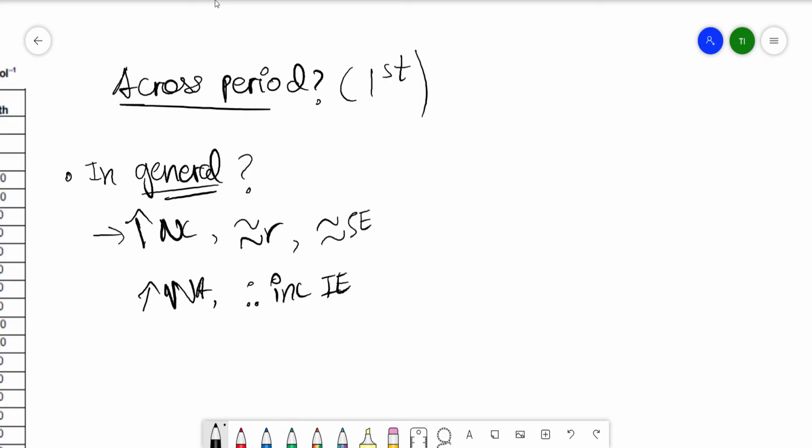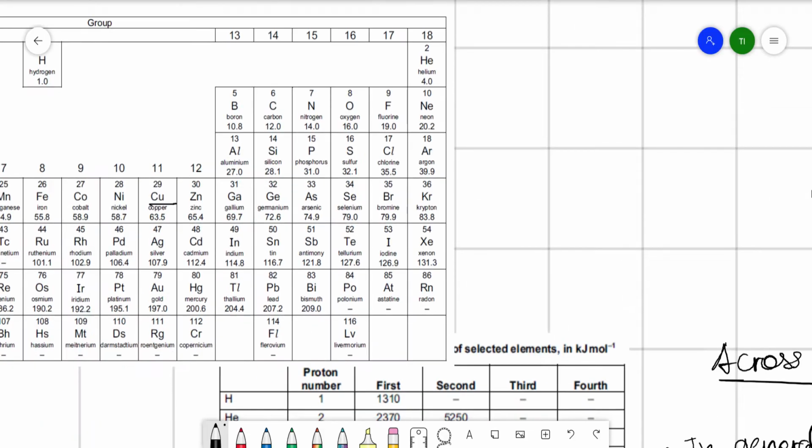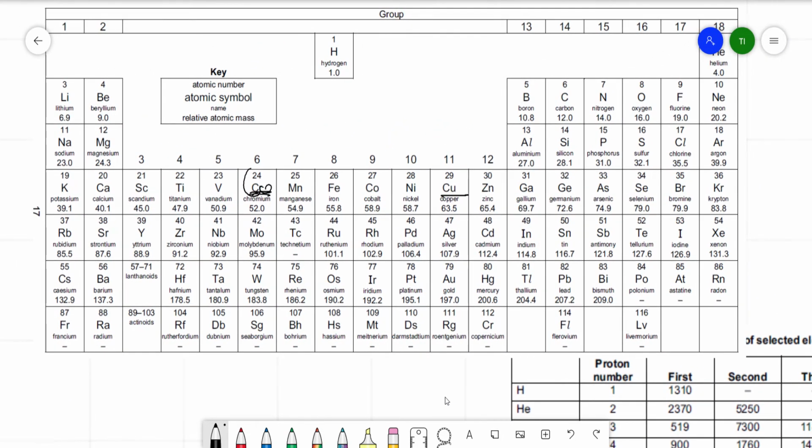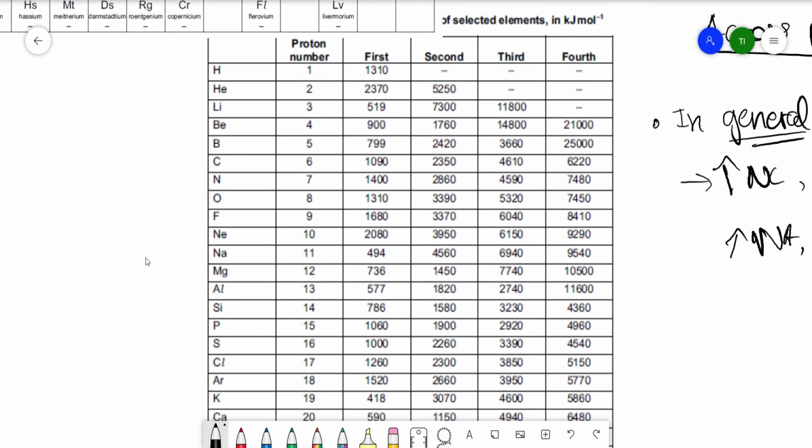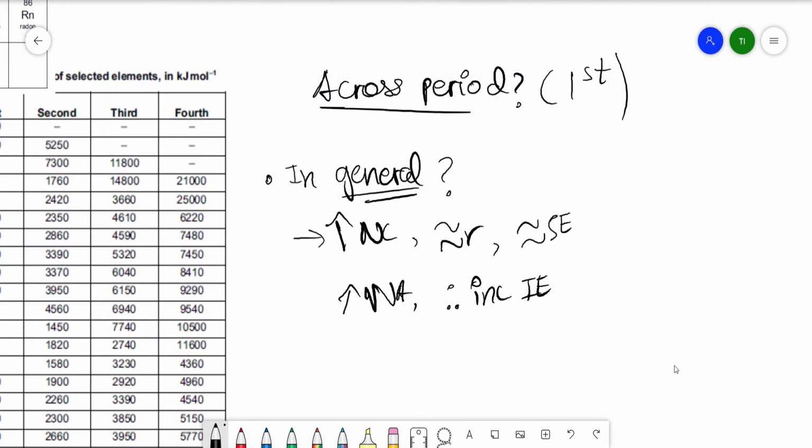More energy is needed to ionize the element, right? So let's say, what is a proper example? Across the third period, let's say there's magnesium and sodium, right? Magnesium is more to the right of the period than sodium, right? So by that general trend, magnesium should have a higher first ionization energy than sodium. Is that the case? Yes. 494 for sodium and 736 for magnesium. I hope that makes sense.